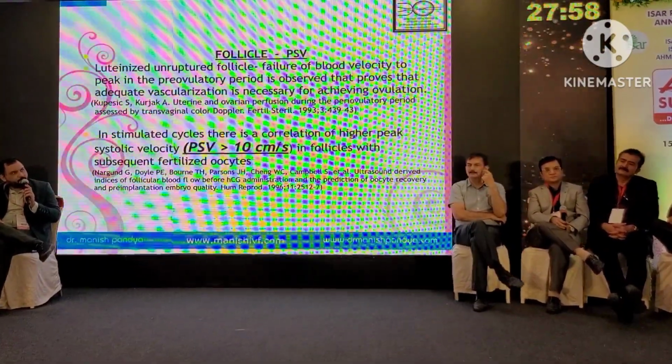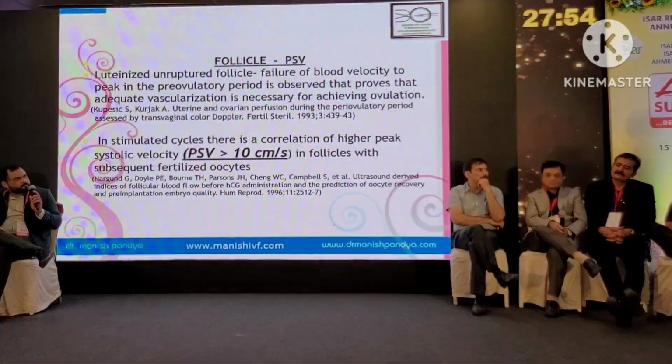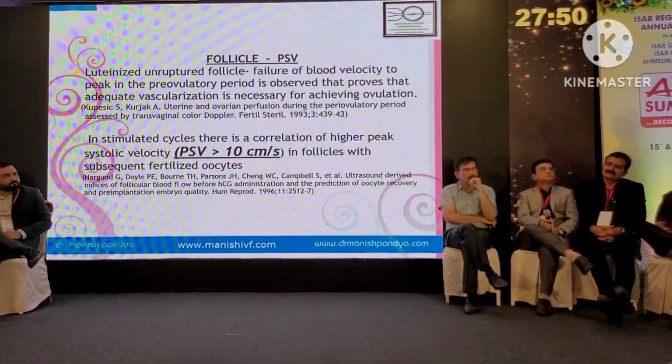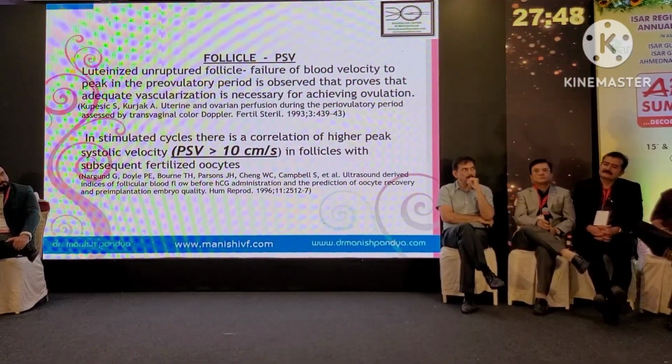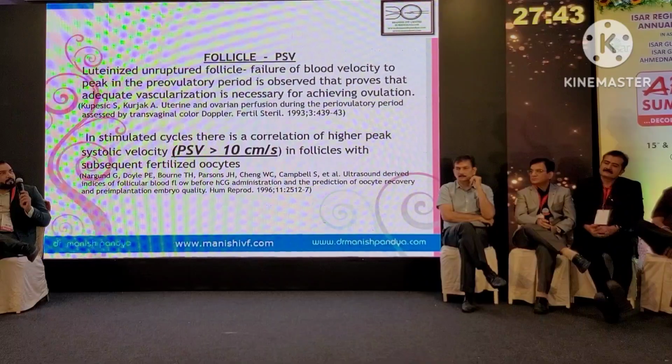Upper limit we are not deciding, but it should not be more than 20-25. I have never seen more than 25 PSV in a mature follicle. Because if it is more than 20, then it is overburdened and it will rupture by itself. When there is very good vascularity, it is a sign of rupture.